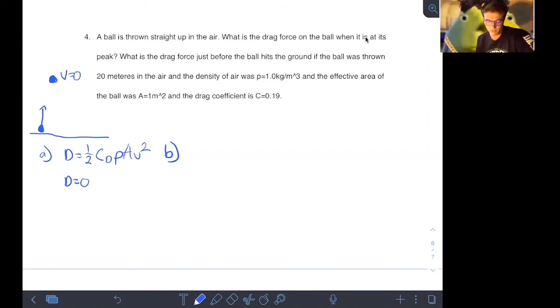So in part B, what is the drag force just before the ball hits the ground if the ball is thrown 20 meters in the air, right? So we have to do a couple things here. We have to find the velocity just before the ball hits the ground. And then we can plug that into our equation and find our answer.